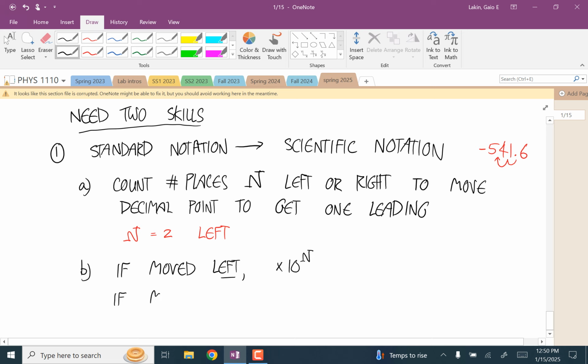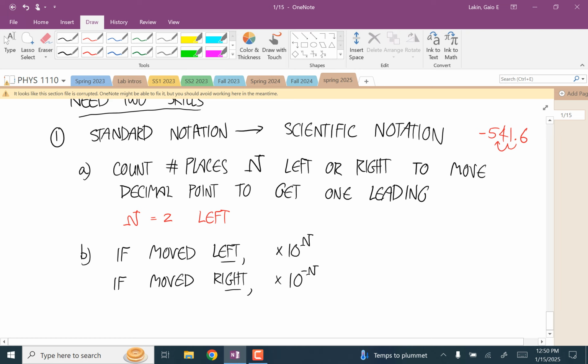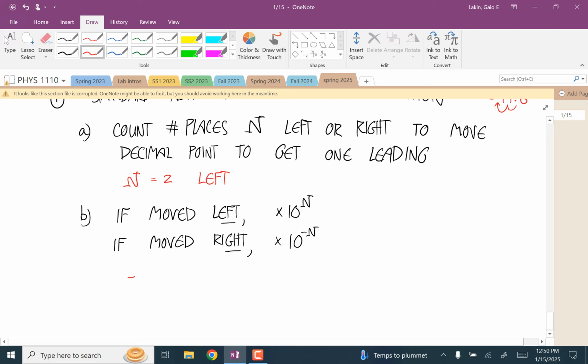So with our example, once you move that decimal point over, you have negative 5.416, and you're multiplying it by 10 to the, we moved left, so it's going to be positive, the positive 2. Okay?